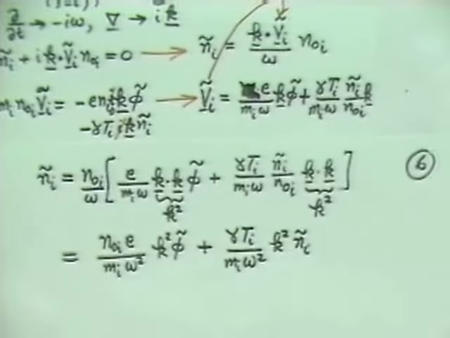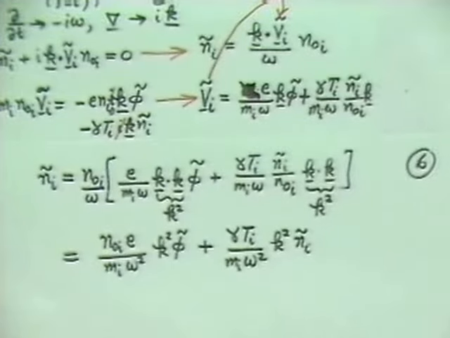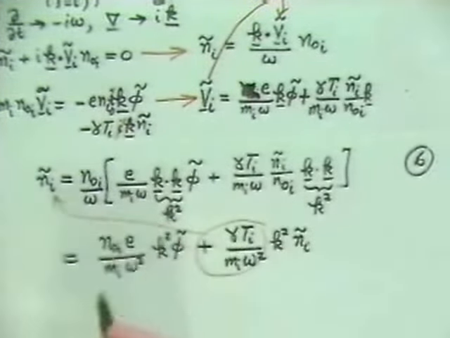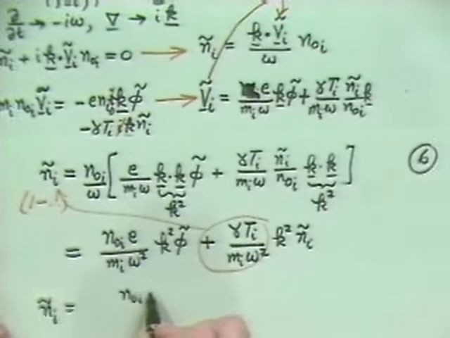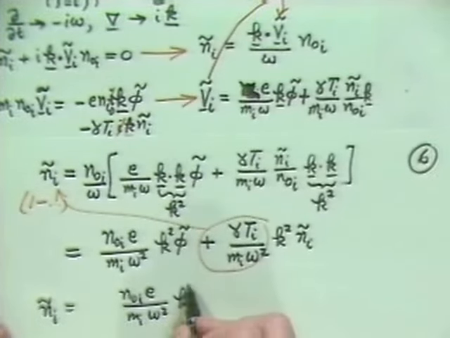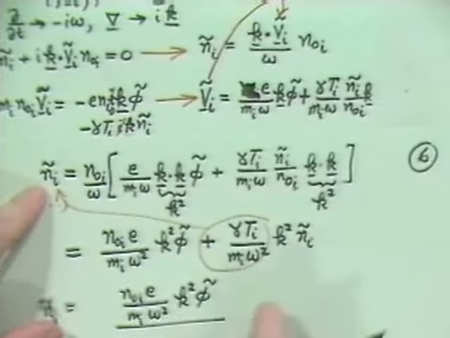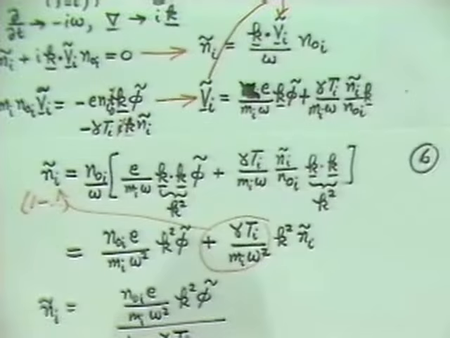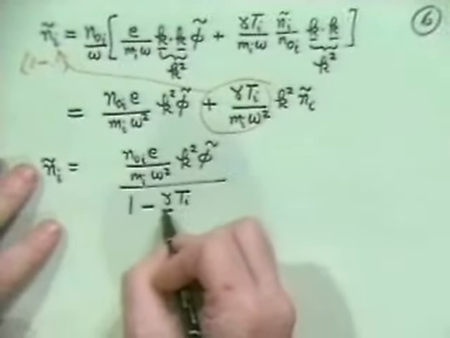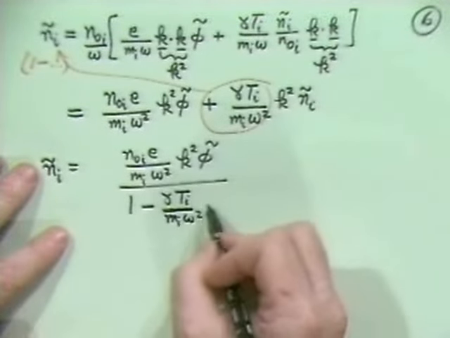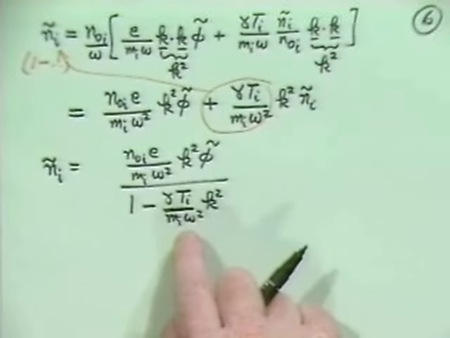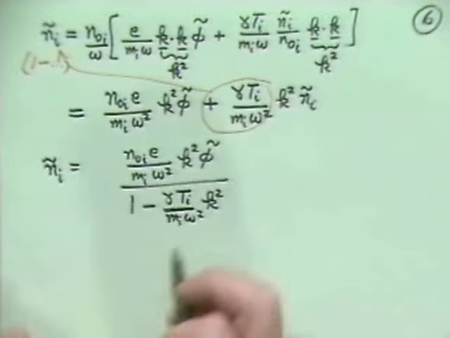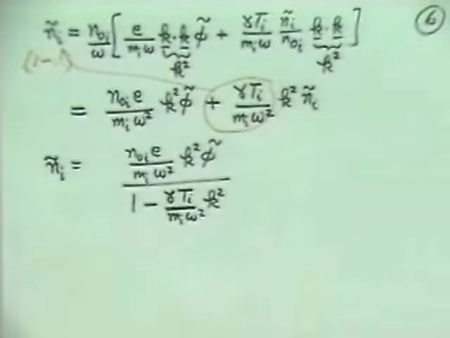So here I have that n_i tilde is equal to something with an n_i tilde on the right, so I can combine this term onto the left-hand side as 1 minus stuff, and then I can divide through by stuff. And so what I get then is n_i tilde is equal to n naught i e over m_i omega squared k squared phi tilde divided by stuff, which is 1 minus this. So that's 1 minus gamma T_i over m_i omega squared times k squared. This at least looks like a sort of k squared v sound squared over omega, because the sound speed is sort of the ion temperature over the ion mass with the ideal gas law factor gamma.